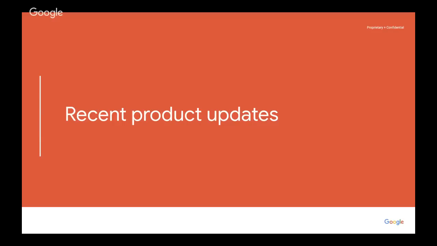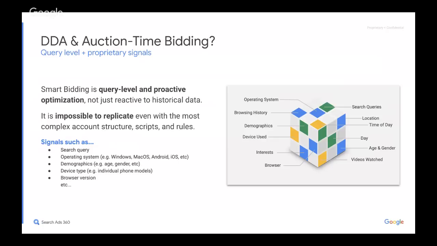Okay, great. So now that we've addressed some of the more common concerns, I want to quickly run through some recent product updates and just highlight how the DDA might interact with these product updates. So one of the bigger ones is auction time bidding. You might be aware of this. Essentially, with auction time bidding, we are marrying the enterprise capability of floodlight data with the query level auction time bidding, so real time bidding capability of the Google Ads algorithm. So we essentially are pushing floodlight data into Google Ads, combining that with the Google Ads algorithm to achieve an optimal bidding result.